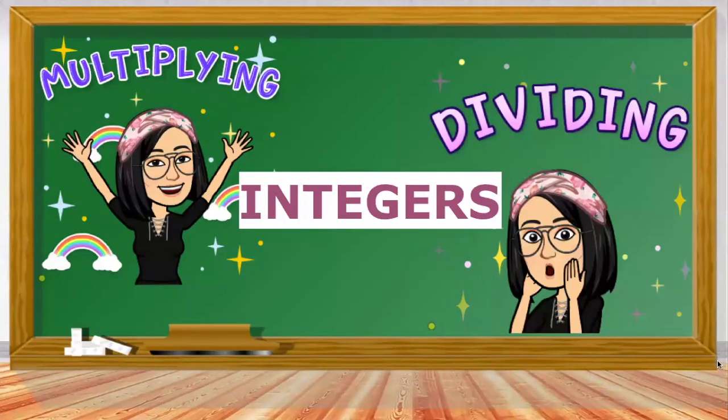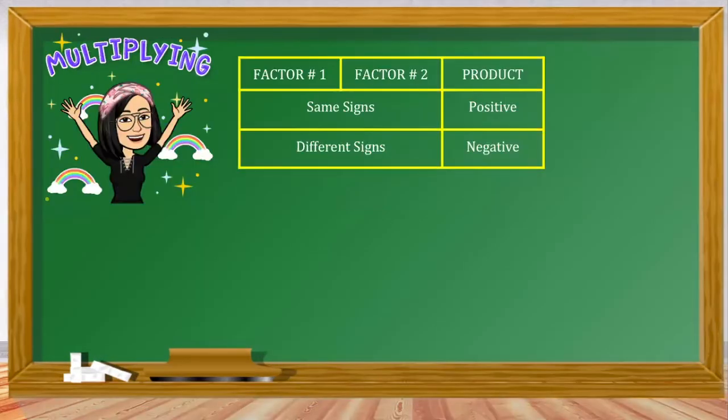Now let's proceed to multiplying and dividing integers. For multiplying integers, factor number 1 and factor number 2, if they have the same signs, then definitely their product is positive. But if they have different signs, then their product will be negative. So, positive times negative is equal to negative. However, positive times positive is equal to positive, and negative times negative is equal to positive.